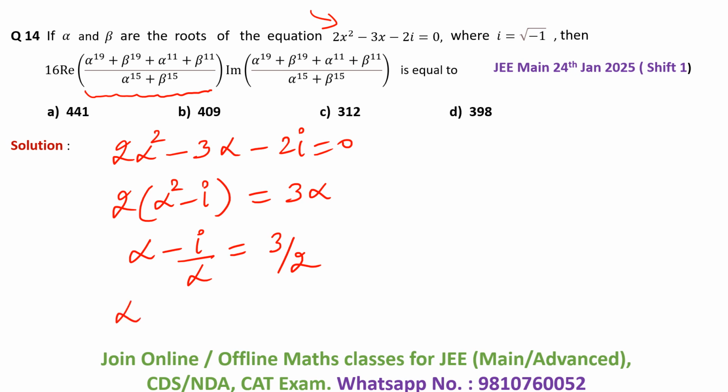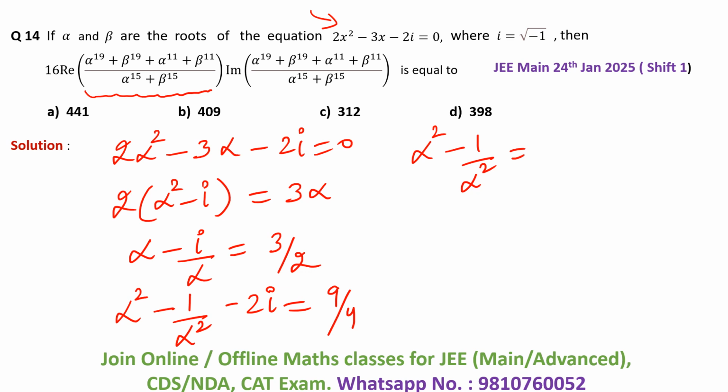Now students, just square both sides of this equation. You will be getting alpha square plus iota square upon alpha square, which means minus 1 upon alpha square, and then minus 2 iota equal to 9 upon 4. Now just take 2 iota onto the other side. You will be getting alpha square minus 1 upon alpha square equal to 9 upon 4 plus 2 iota. Fine.